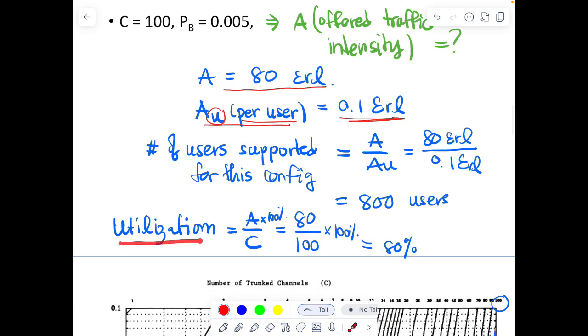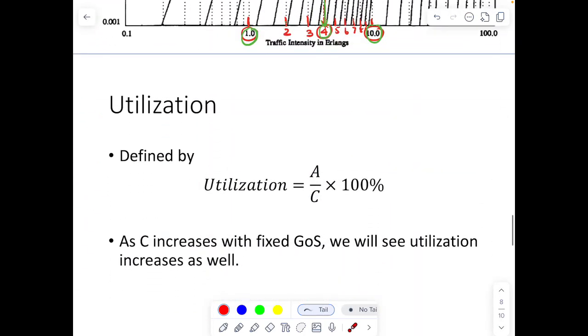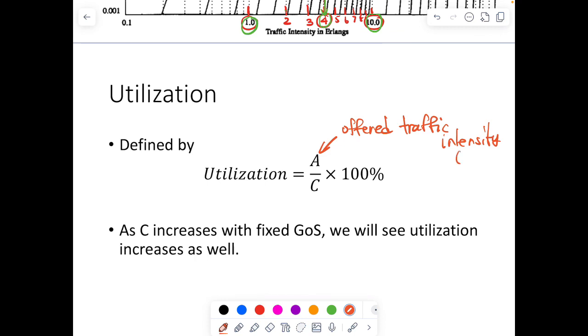Now, in terms of utilization, right? So, what is the utilization of the network resources? Actually, you can look at the definition of utilization. So, utilization is the traffic intensity that is offered to the network. So that's A divided by the maximum traffic intensity, right? So this is the offered traffic intensity. This is in terms of Erlang.